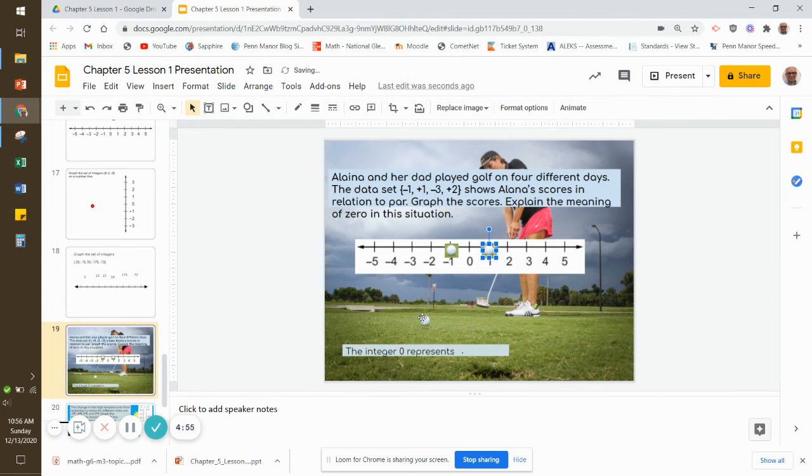-3, which is extraordinary. Remember, in golf, you're trying to get as low as possible. And a +2, which is more like my scores when I play golf. There you go. I just put on our number line the data -1, 1, -3, and 2. The last part of the question says, explain the meaning of 0 in this situation, which is right here. 0 in this case is par. It's where we started counting.